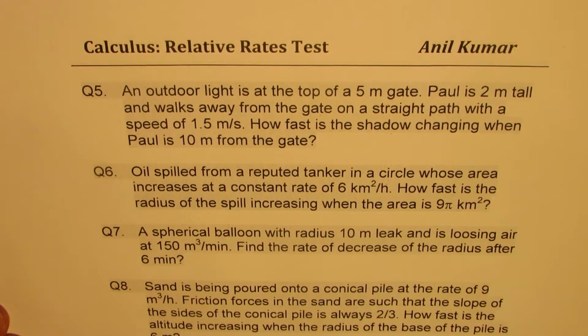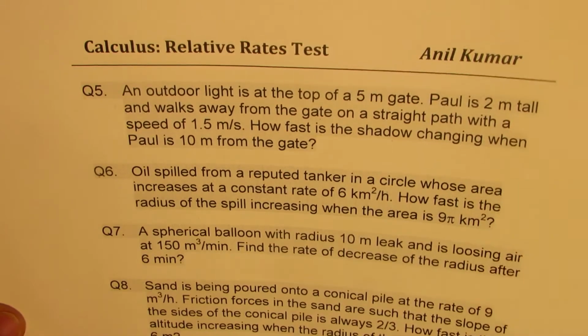Question number 6. Oil spilled from a tanker in a circle whose area increases at the rate of 6 kilometers square per hour. How fast is the radius of the spill increasing when the area is 9 pi kilometers square? Question number 7. A spherical balloon with radius 10 meters leaks and is losing air at 150 meter cube per minute. Find the rate of decrease of the radius after 6 minutes.